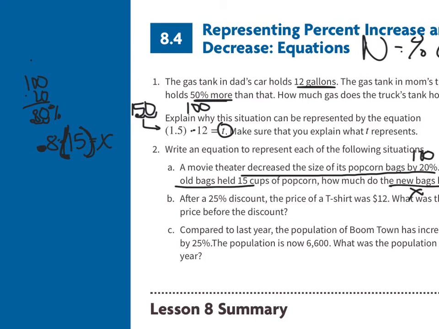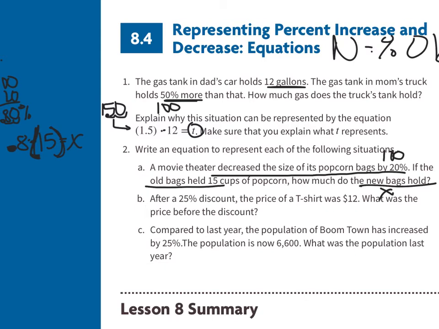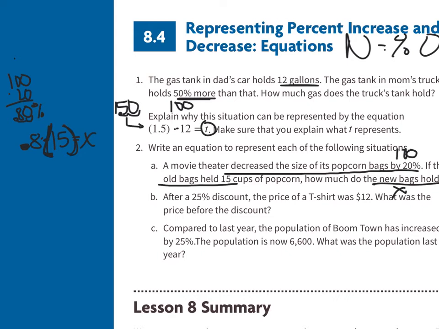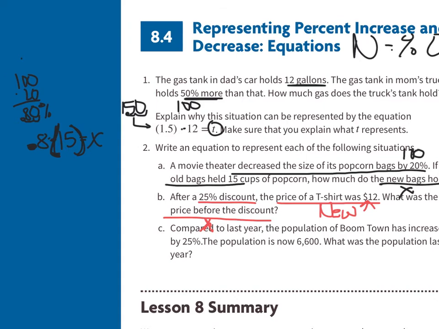Okay, letter B. After a 25% discount, the price of a t-shirt was $12. What was the price before the discount? So the price before the discount, that means that's the original price. We don't know what that is, so that's X. This means this is the new price. $12 is the new price. 25% discount. So discount means we're going to subtract.